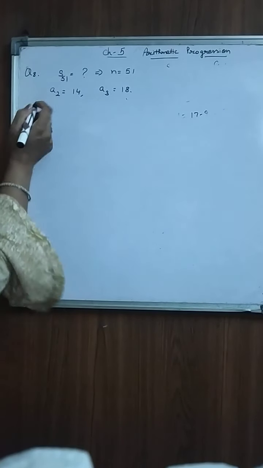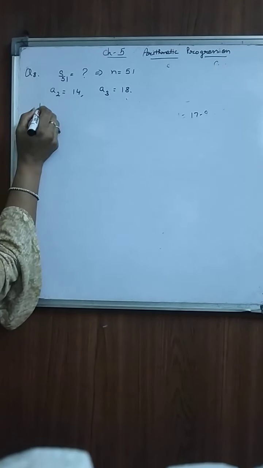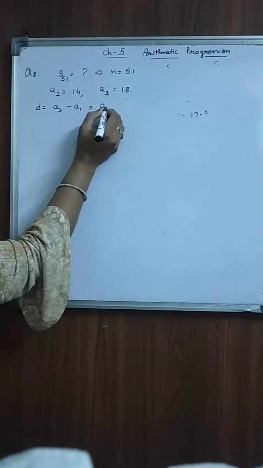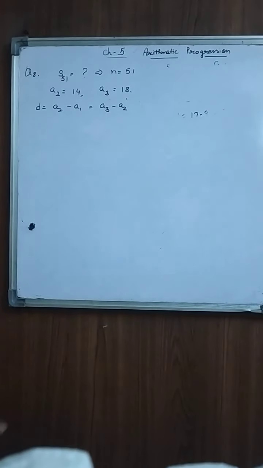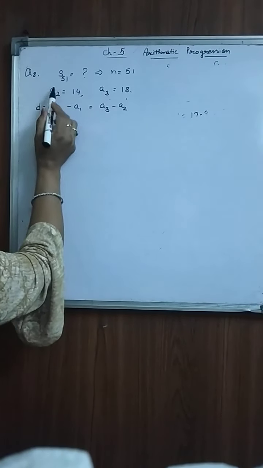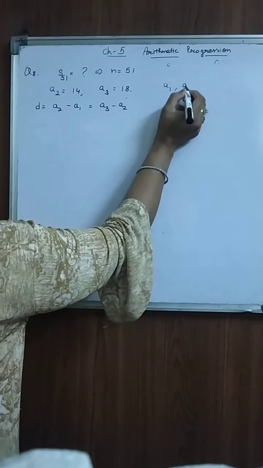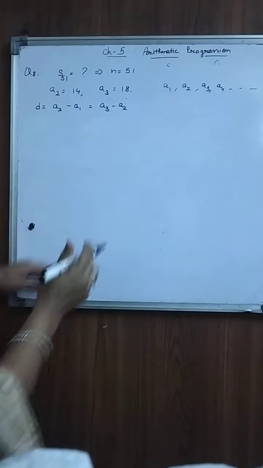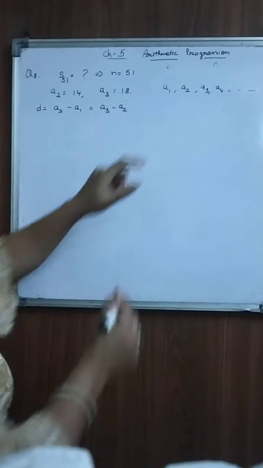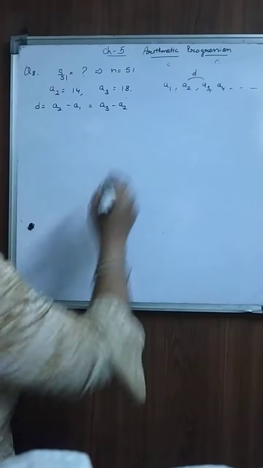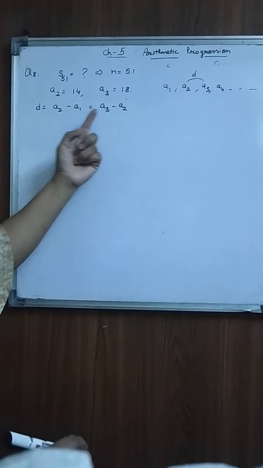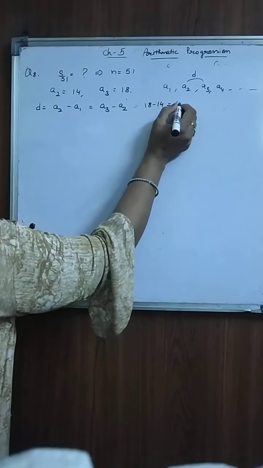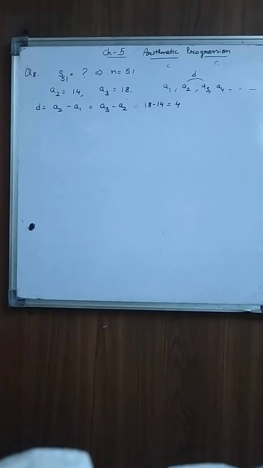Okay. So we know very well that D is A2 minus A1 and D is A3 minus A2 also. D is always the next term minus the previous term, because this is your A1, A2, A3, A4 and so on. So obviously D is this minus this. So A3 minus A2 is also D. So we can apply A3 minus A2. It means 18 minus 14, 4. This is our D value.